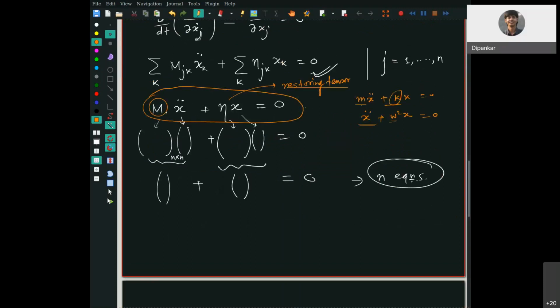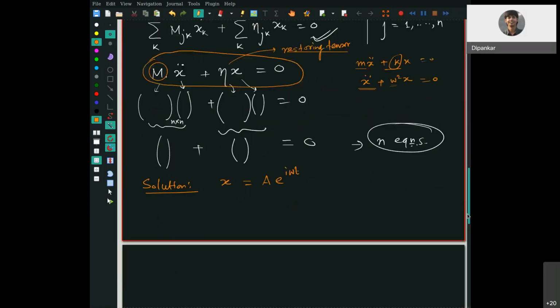Because of the very nature of the equation, and I know that a similar equation gives me an oscillatory solution, basically simple harmonic motion. So with this spirit, what we do is assume the solution to be of the form e to the power i omega t. So I write the solution as x equals a times e to the power i omega t. Remember, this x is a column matrix.